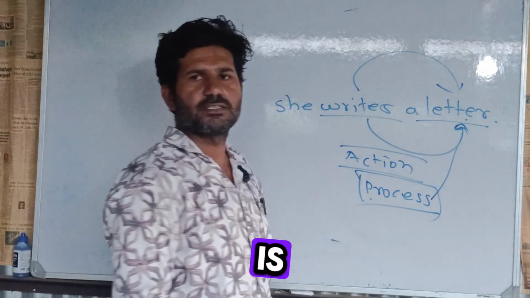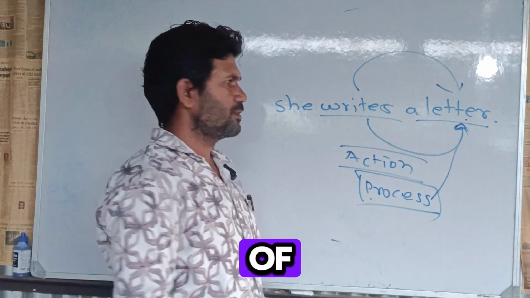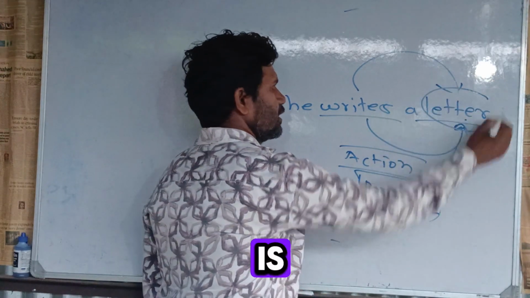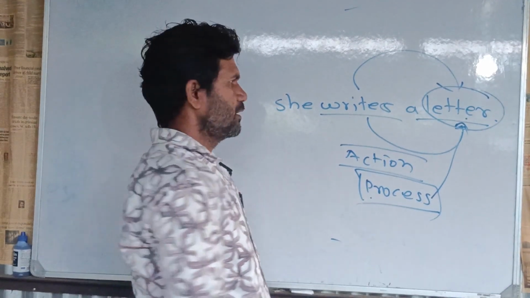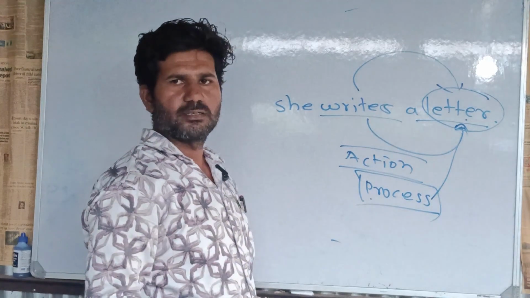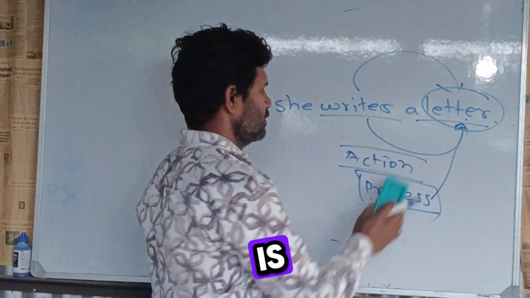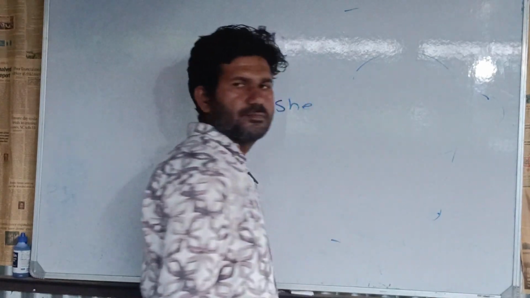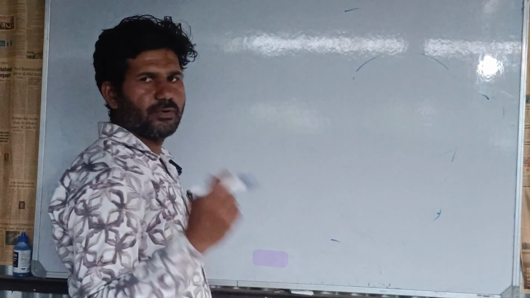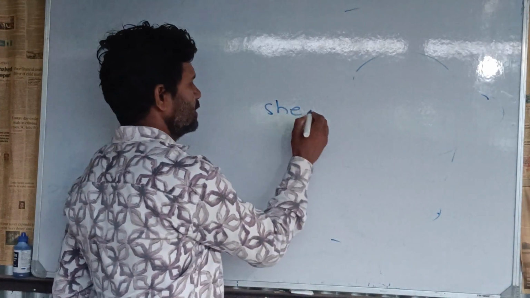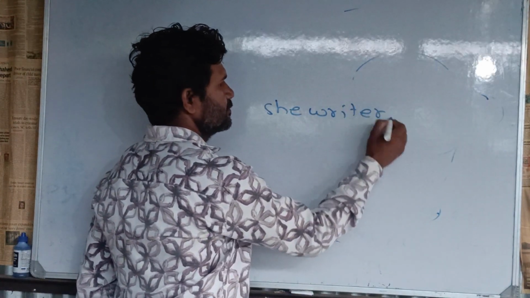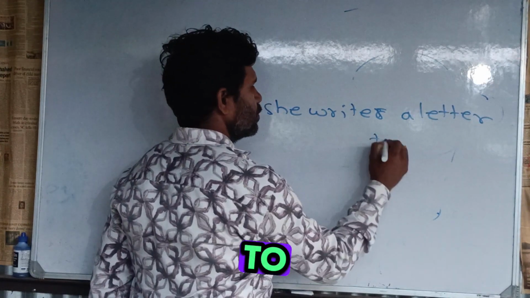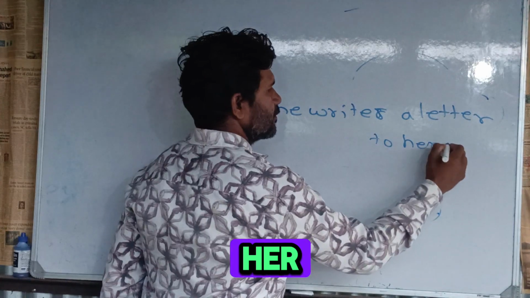and indirect object is the receiver of the result of the action. The result comes later. Now that letter is supposed to be received by someone. So we'll write the sentence: she writes a letter to her father.